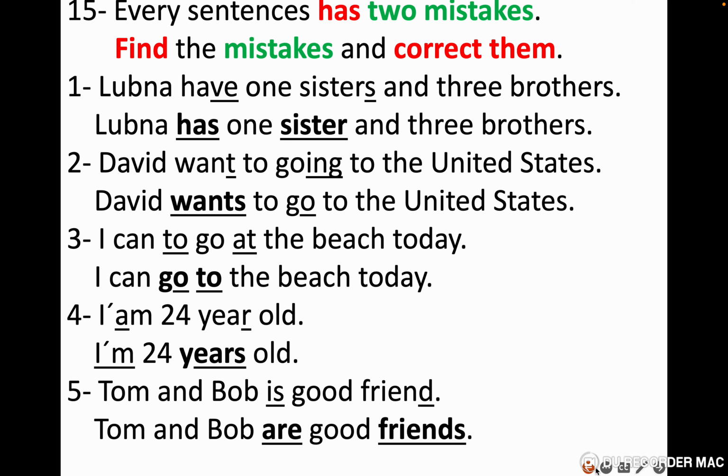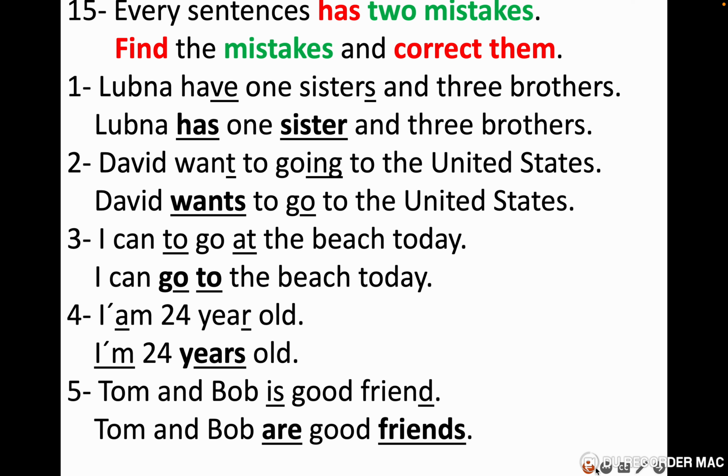Number 3, I can to go at the beach today. So I can go, not to go, I can go, because after can, the verb comes without to, infinitive without to. And we don't say at the beach, we say go to the beach. So I can go to the beach today.